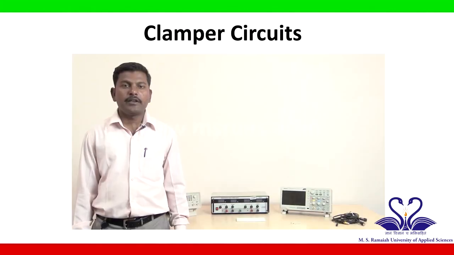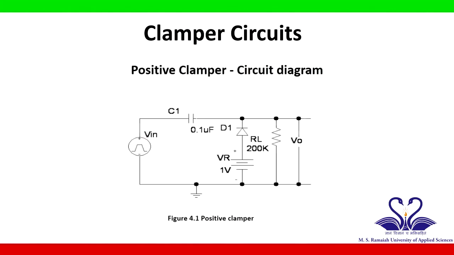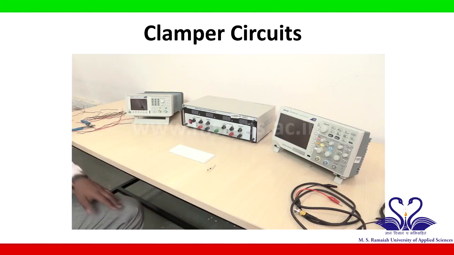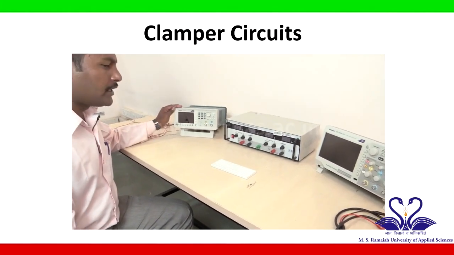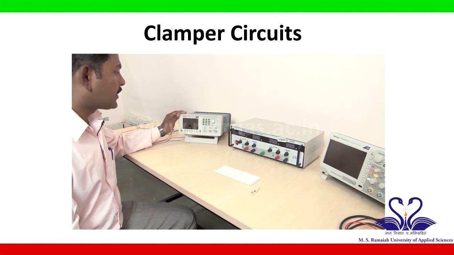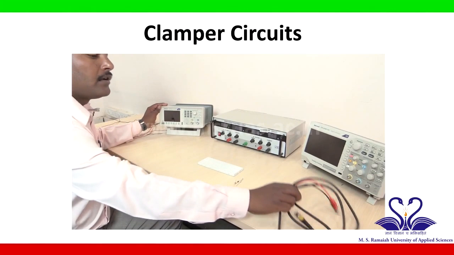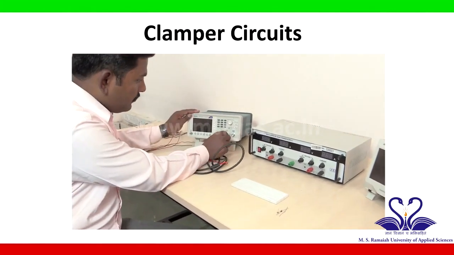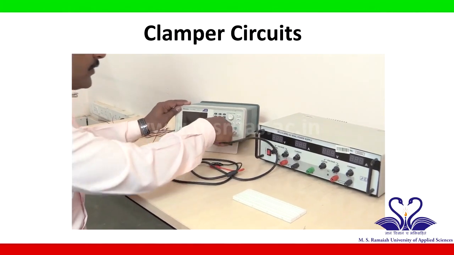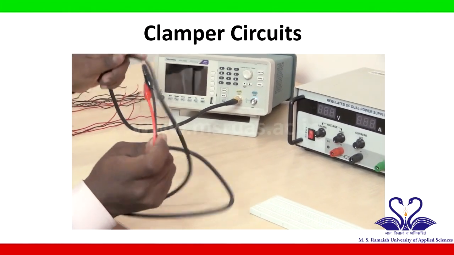Let us start the connections for the positive clamping circuit based on the given circuit diagram. As per the circuit diagram, we will start connections from a function generator. A function generator is connected to capacitor. So to connect a function generator, I will take a probe and connect it to a function generator. Now this probe is connected to function generator.